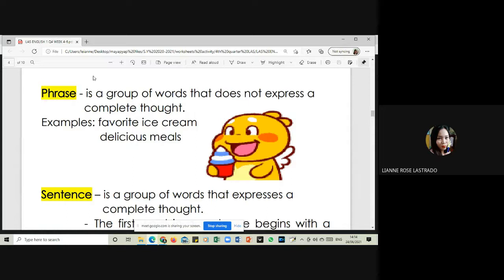Take note that a phrase could also be a subject or a predicate. Okay? So when we say subject, these are things that are being talked about in a sentence. But in a phrase, it could be a predicate or a subject. So when I say subject, this is the topic or a thing or a noun that is being talked about. Okay? So we have here ice cream and meals, but what is that all about? So it's not complete. That's why it is called phrase.